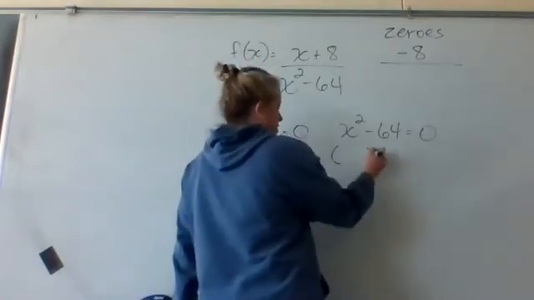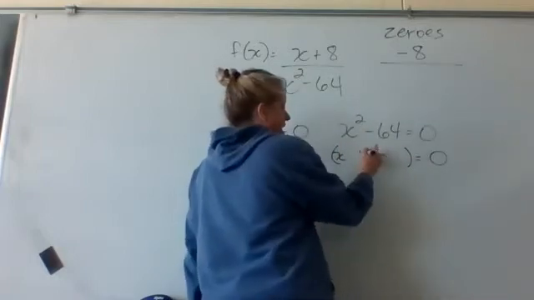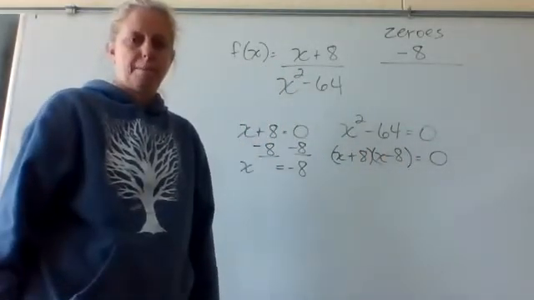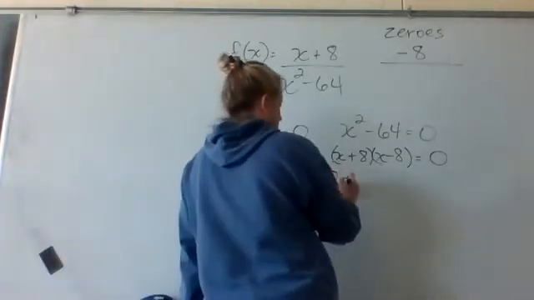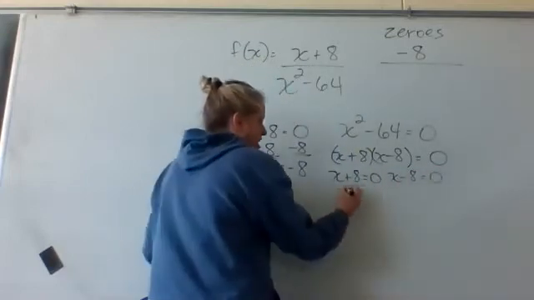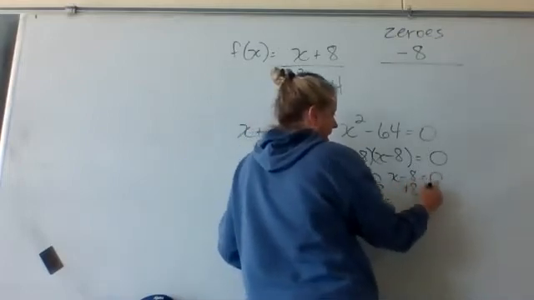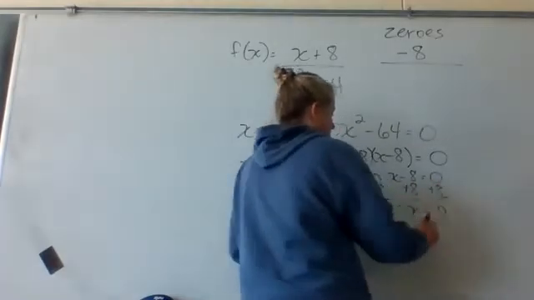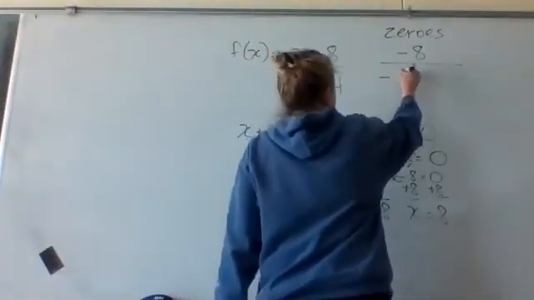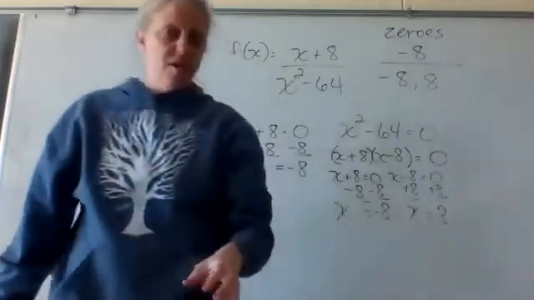I'm just going to do this factoring because I see it's a simple difference of squares. X and x for x squared, 8 and 8 for 64. One positive, one negative. And then set them equal to 0 and solve them for x. So here, if I subtract 8, I get x equals -8. And here, if I add 8, I get x equals +8. So there are the zeros of your denominator, -8 and +8. This right here should send a red flag. They have a 0 in common.